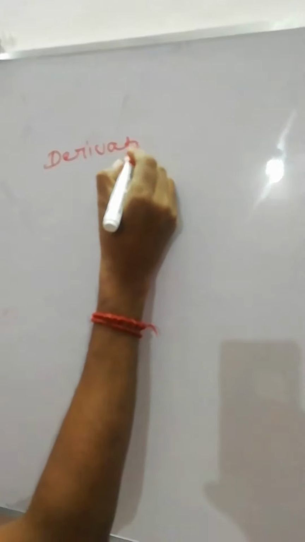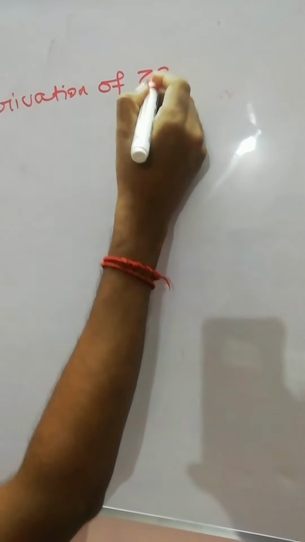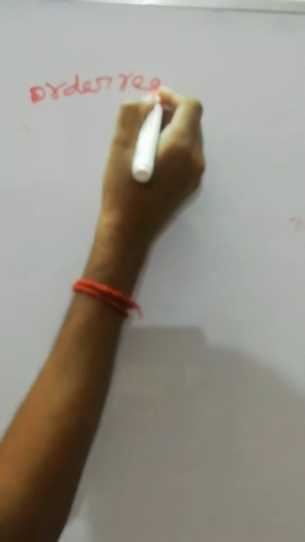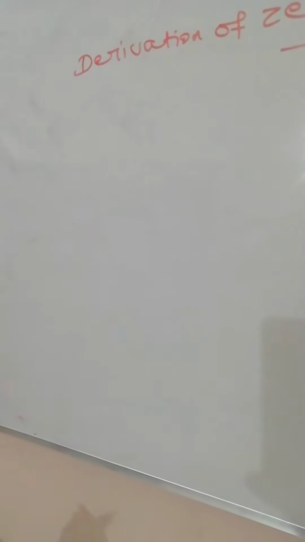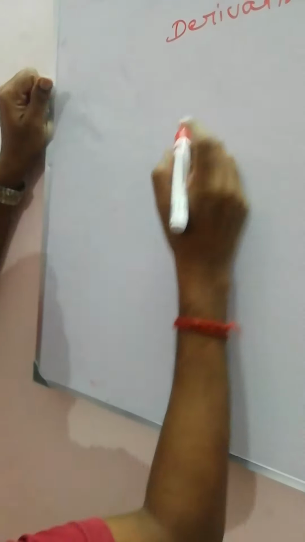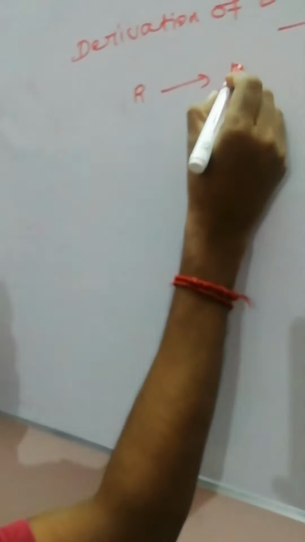Derivation of the first order rate equation, derivation of the zero order reaction. This is very important. For zero order, I already told you, a reaction whose rate does not depend upon the concentration of the reactant is called a zero order reaction. The rate of the reaction will not depend upon the concentration of reactant, while giving product, right?